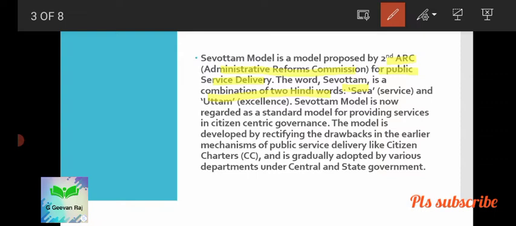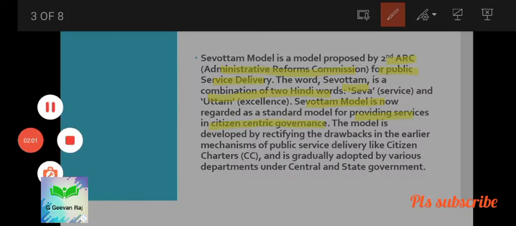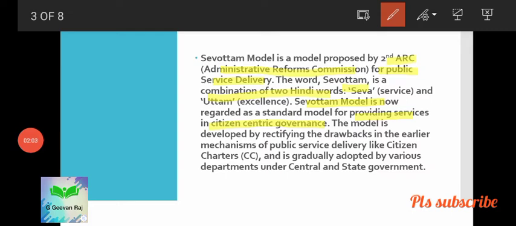Sevottam model is now regarded as a standard model for providing services in citizen-centric governance. So, the Sevottam model is a standard model for providing services to the citizens. The major aim of Sevottam model is to provide citizen-centric governance. In other words, it aims to give good governance.